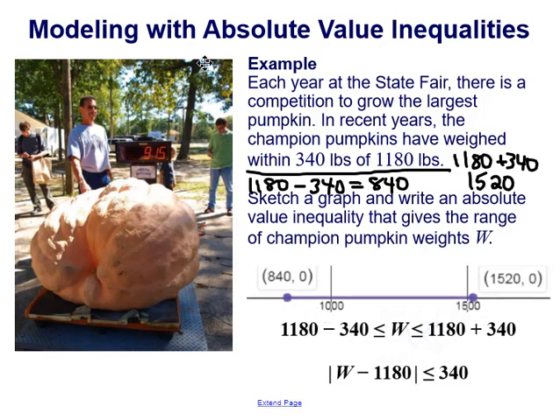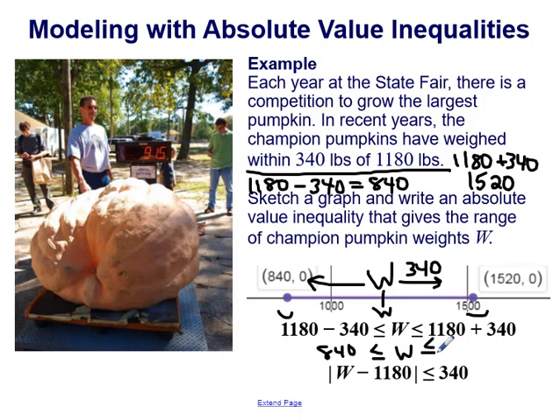So if we graph it, we're marking 840 and 1,520 on the number line with closed circles, and we have everything in between. So you have this idea that you're at a center W, and you're moving to the left or to the right 340 pounds. So we can write it as an AND inequality of 840 is less than or equal to W, which is less than or equal to 1,520.